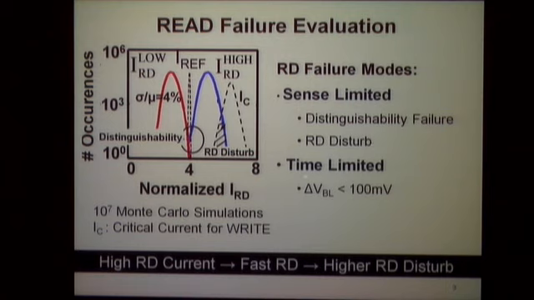And finally, we also have some time-limited read failure mechanisms, which essentially means that if you wait longer, you can potentially resolve the two states, but since you haven't given it enough time, it could not resolve those two states. So this is more like a time-limited failure, and it can be potentially solved by slowing down the clock frequency.